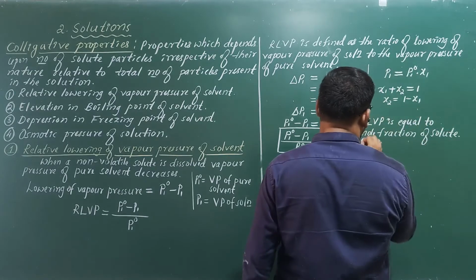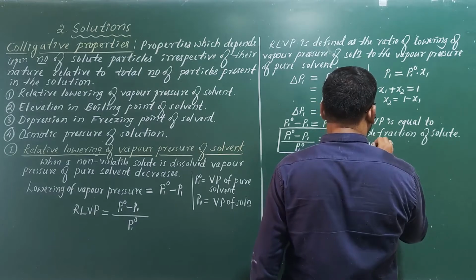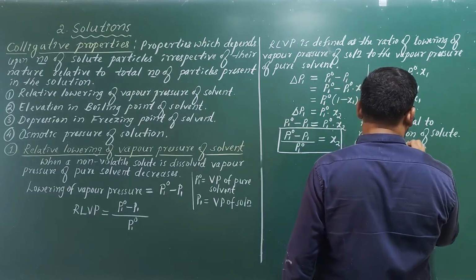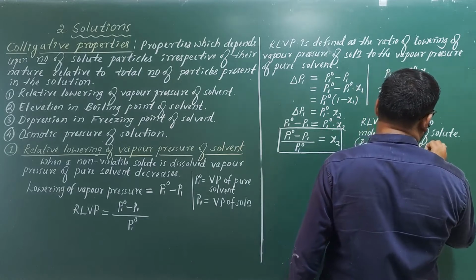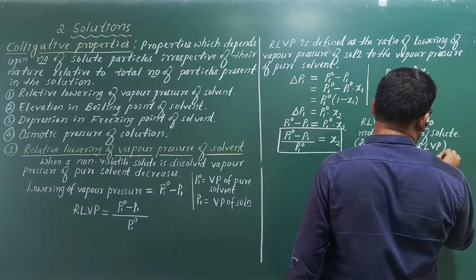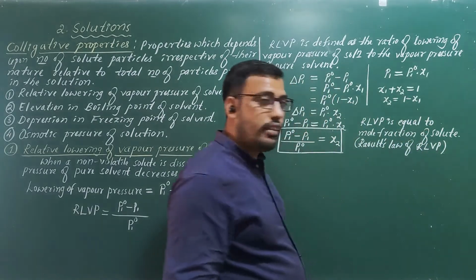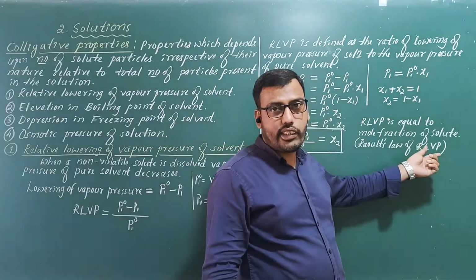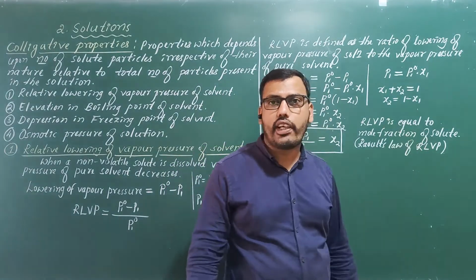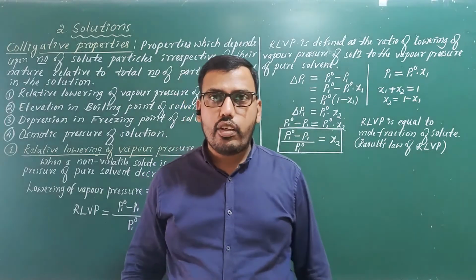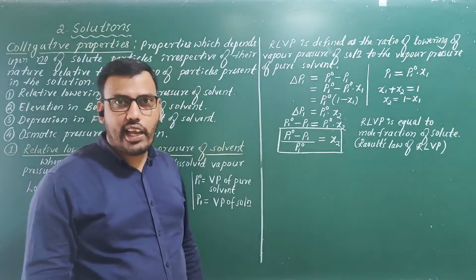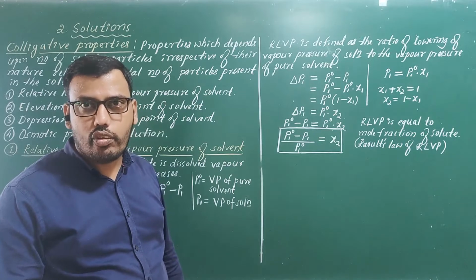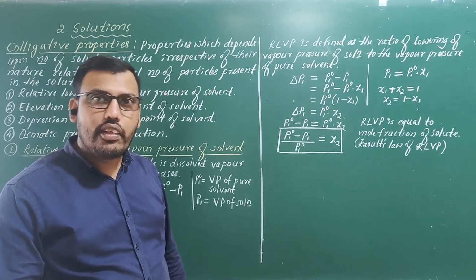Sometimes it is also called Raoult's law of relative lowering of vapor pressure. For convenience, I have written RLVP, but this is not the exact short form of relative lowering of vapor pressure. So now we came to understand that the relative lowering of vapor pressure of a solution is equal to the mole fraction of solute.